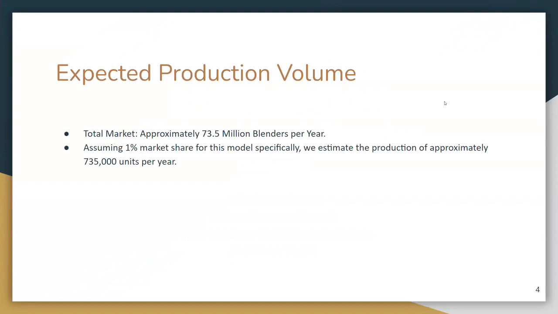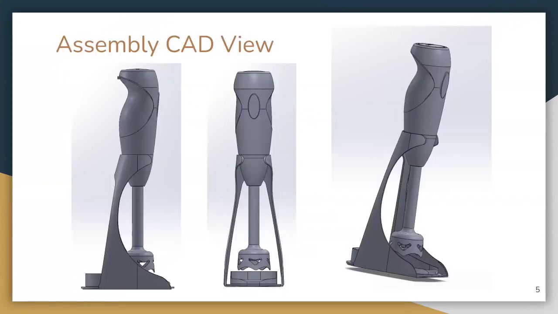Hand blenders are used in a lot of food industry related roles. The total market share for these blenders is approximately 73.5 million blenders per year. And with an assumption of 1% market share for our product specifically, we estimate that there will be a production of 735,000 units per year.